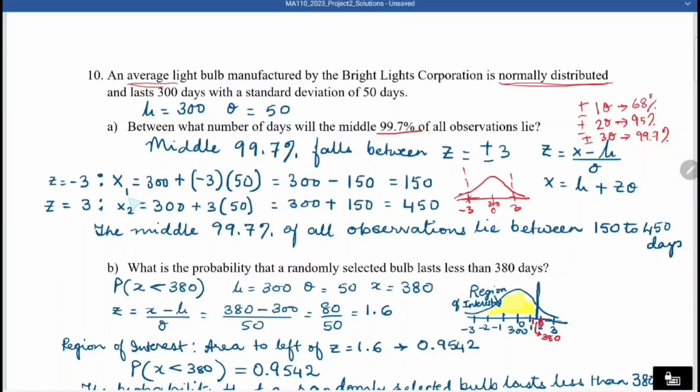So that formula to find the x value is derived from the formula for the z score, which is x minus mu divided by sigma. So if you solve for x, you get a formula of x equals mu plus z times sigma. All right, so just plug in the values. Mu is 300, z is -3 in the first case, times 50, which is the standard deviation, and we get a value of 150 for one end.